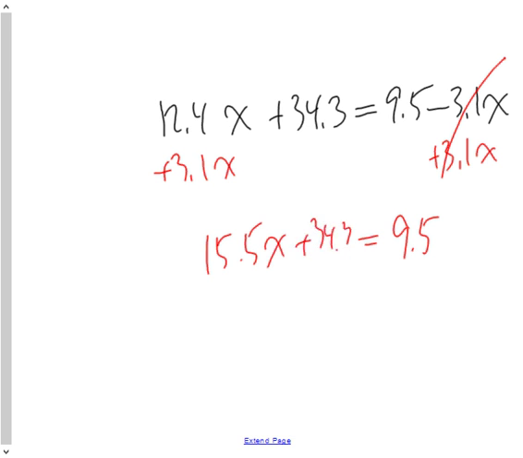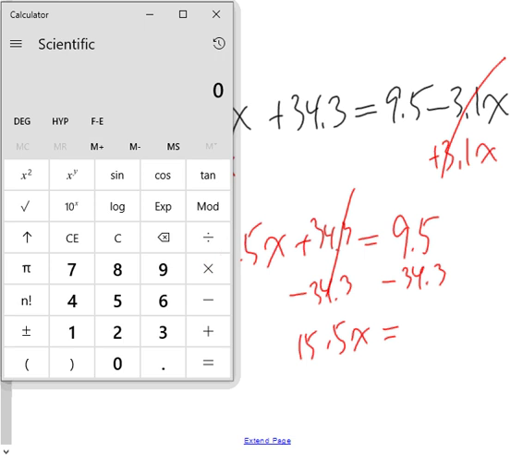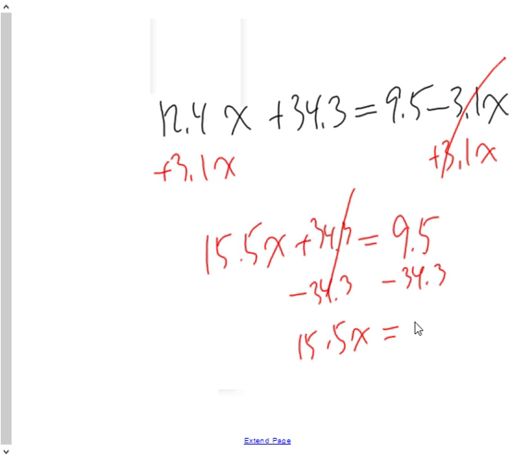Now I have variables on the left, so I'm going to isolate everything on the left by subtracting the constant from both sides. 15.5 multiplied by the mystery number is equal to, holy snapping crow burgers, I can't do that in my head. So I take a positive 9.5 and I add to it a negative 34.3. Don't forget to hit the negative button. Press the equals button and it will tell you it's negative 24.8.